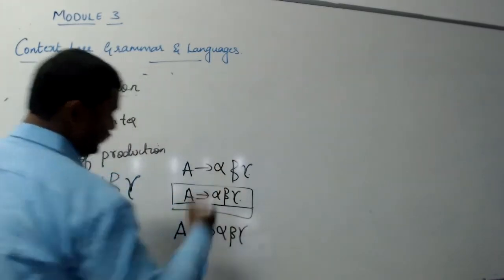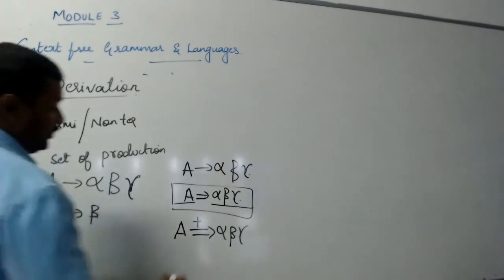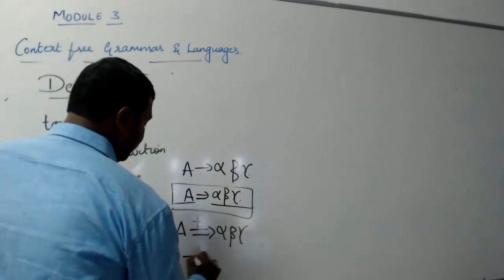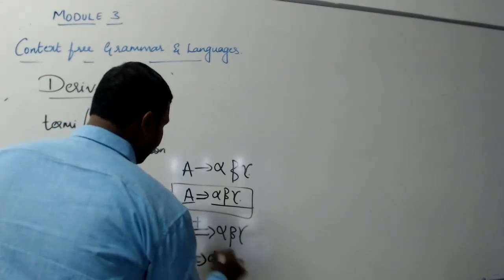So here plus, that is two steps. Zero or more productions in the direct, I can write like this. So this is the final step of your context free grammar.